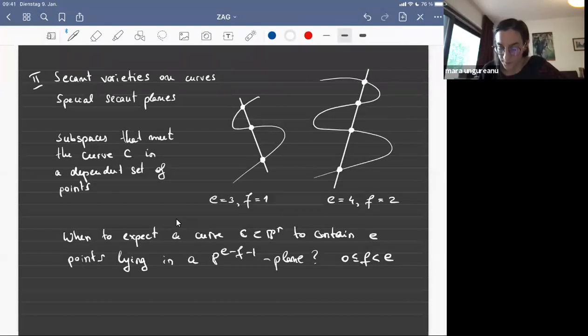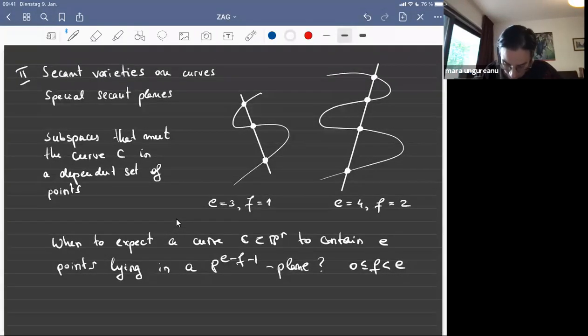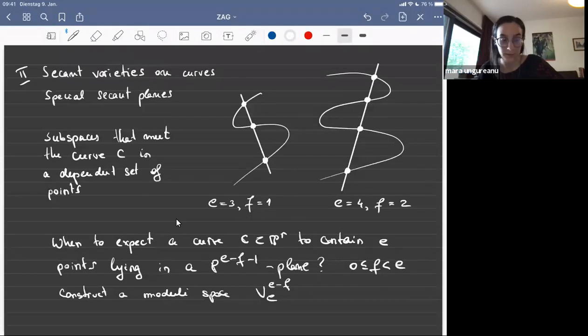Okay. So now to answer the question of when do we actually expect such a curve to contain e points lying in a P^(e minus f minus 1) plane, I need to construct a moduli space. Let's say now it's V_e, but I also care about the parameter f somehow, so I need to add it to my notation for the secant.